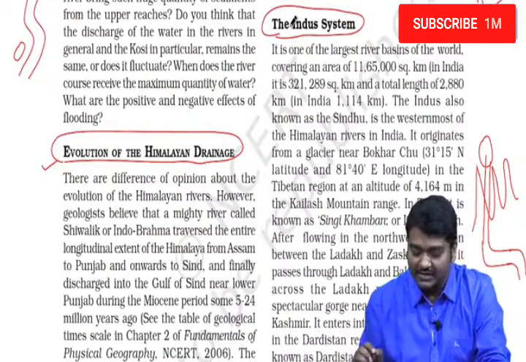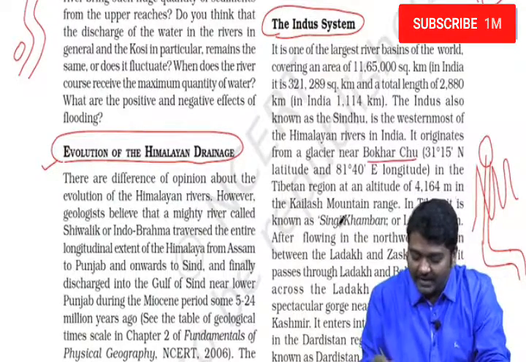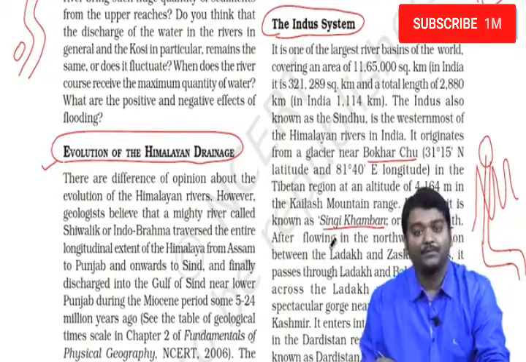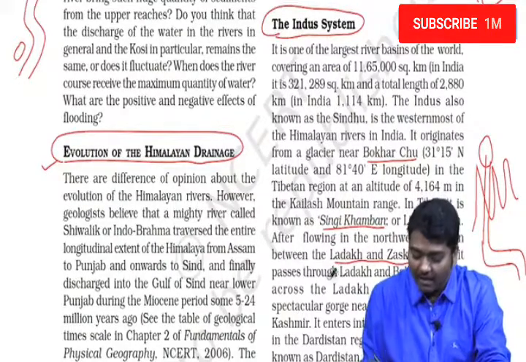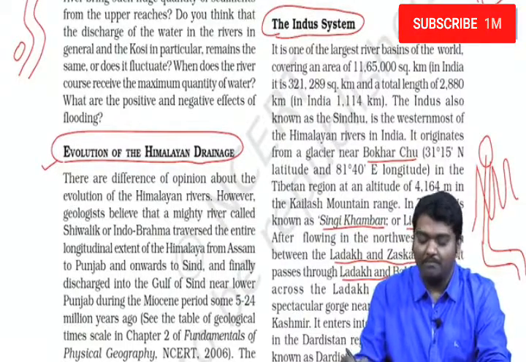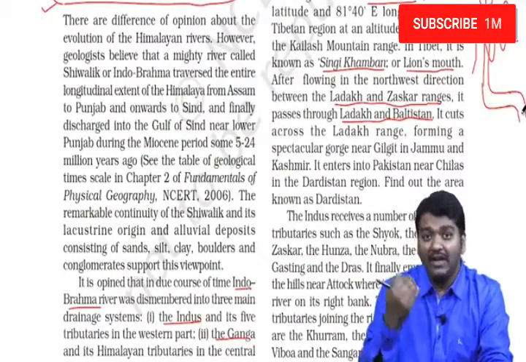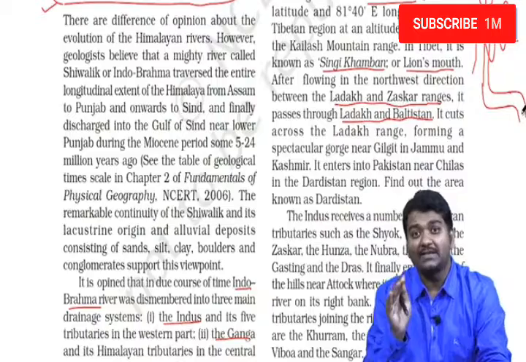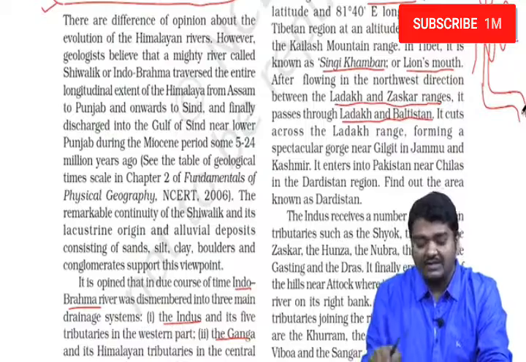So what exactly we need to understand? It originates from a glacier near Bokarchu. In Tibet, it is actually called Singi Kamban or Lion's Mouth. After flowing in the northwest direction between Ladakh and Zaskar ranges, it passes through Ladakh and Baltistan. Very, very important, mainly because India constructs some dams on the Indus flowing in India. Pakistan and China are planning to construct dams on this in Pakistan occupied Kashmir. So because of this, UPSC may ask you questions in geography with respect to this.